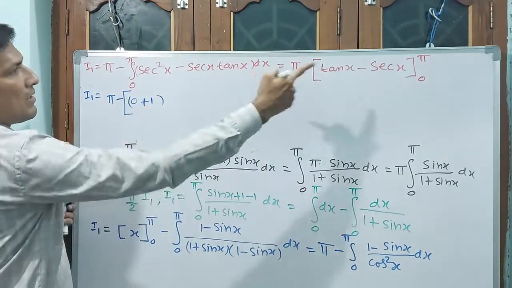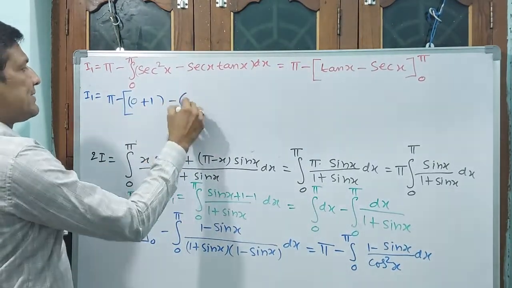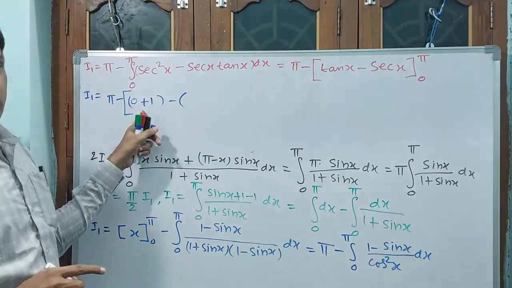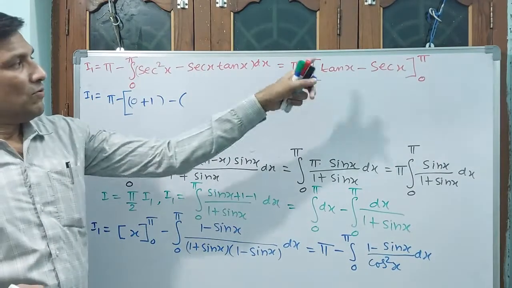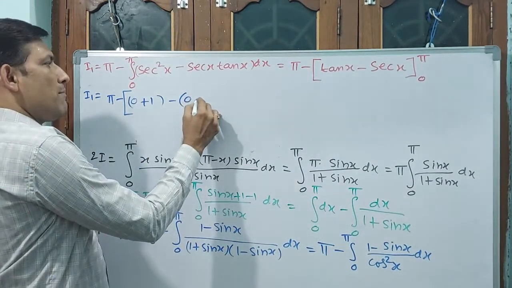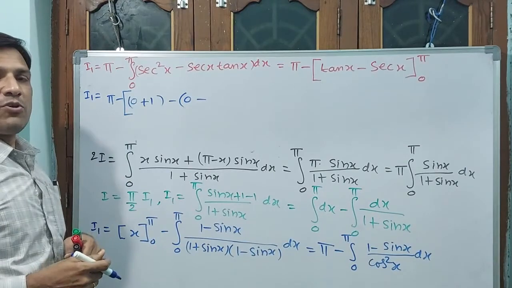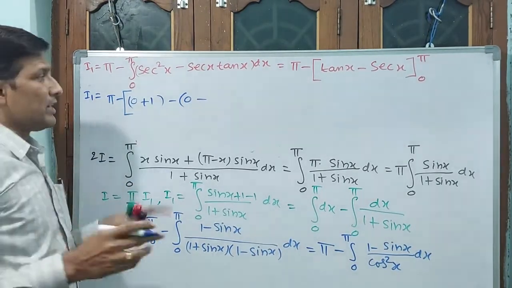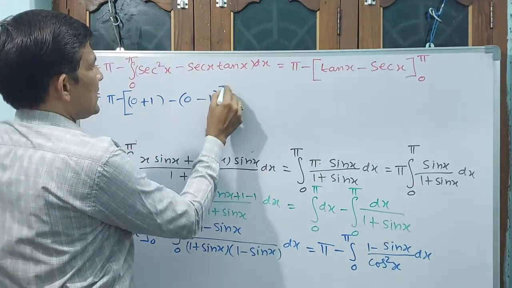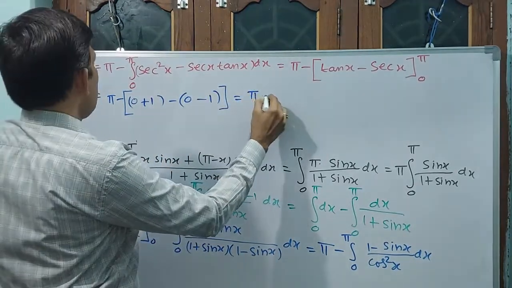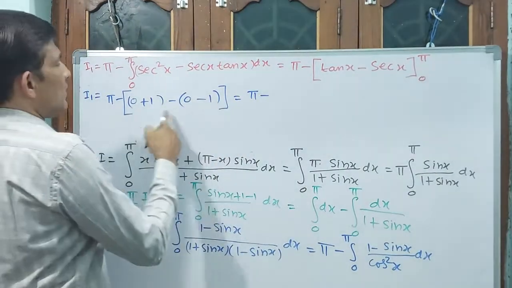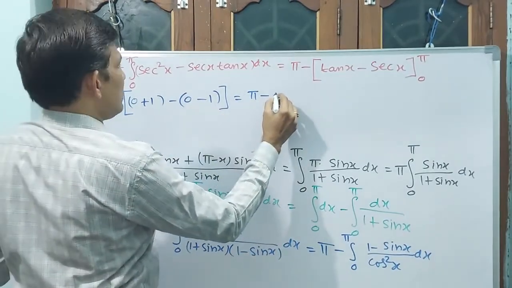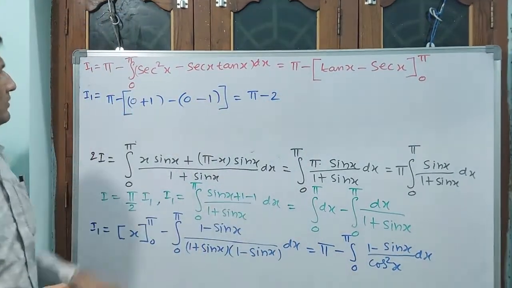This is upper limit minus lower limit. See, this is minus of minus 1. Keep in mind. Minus of minus 1. Okay. Tan 0 is 0. Minus secant 0. See, when cos 0 is 1, secant 0 also 1 by 1, 1 only. Minus 1. Close. That is equal to pi minus 0 plus 1 is 1. Minus of minus 1 is 1. 1 plus 1, 2. Pi minus 2. Okay, pi minus 2.